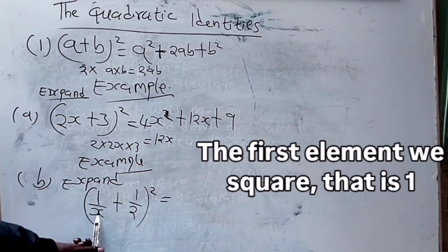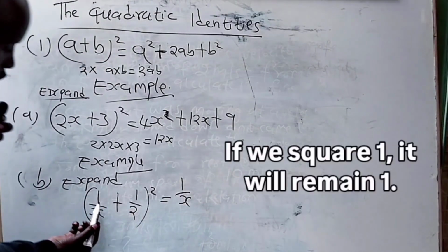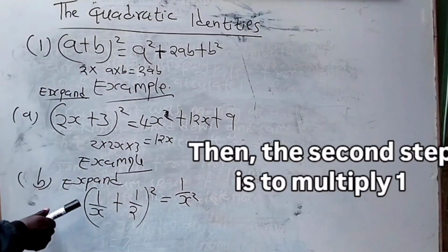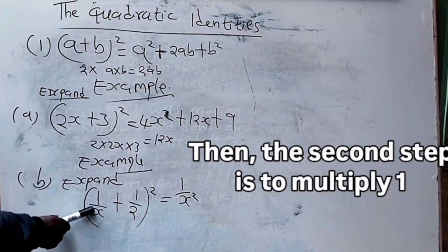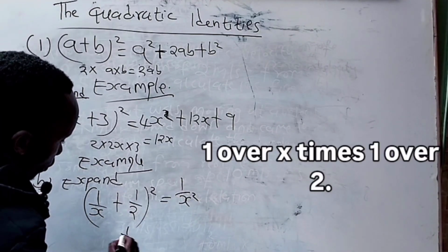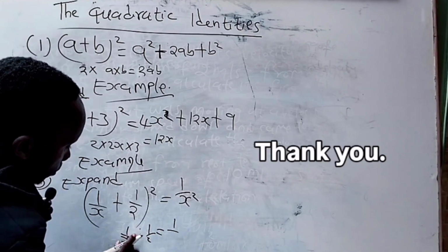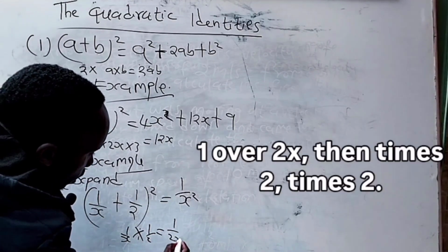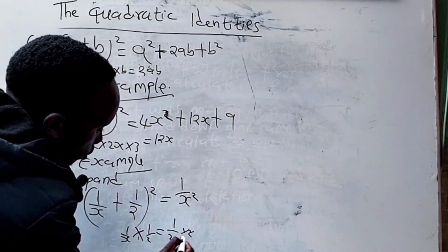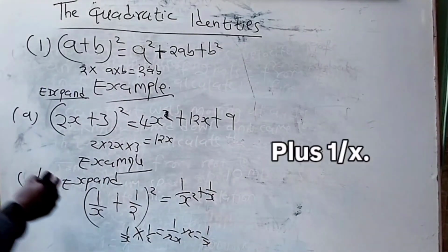The first element we square, that's 1 over x. If we square 1, it will remain 1, but if we square x, it will be x squared. Then the second step is we multiply 1 over x times 1 over 2. It will give you 1 over 2x. Then times 2, it will give you 1 over x. So this is 1 over x plus 1 over x.